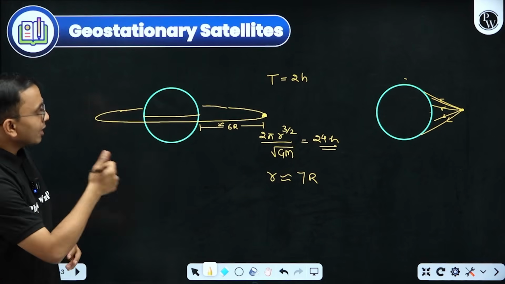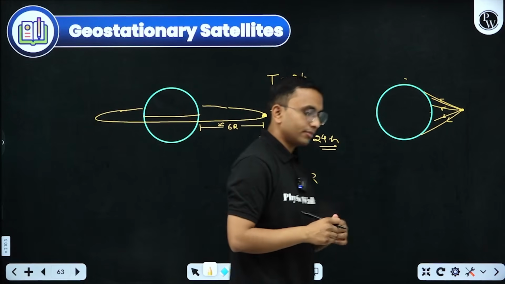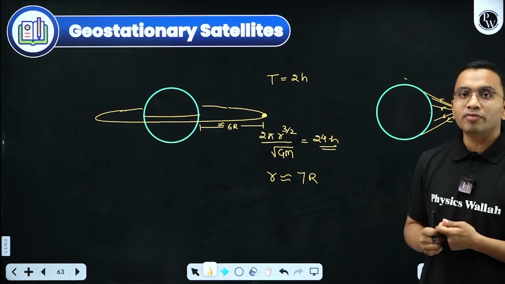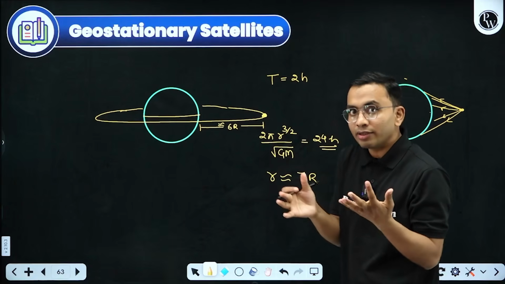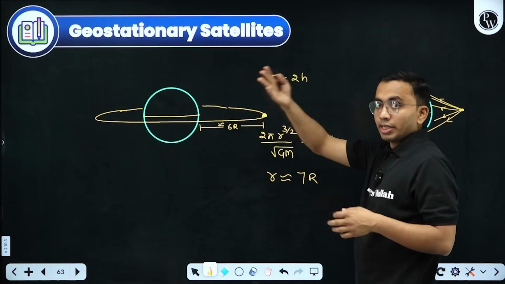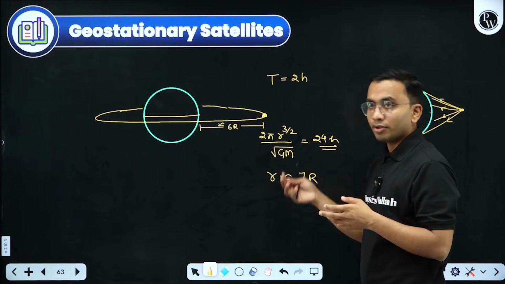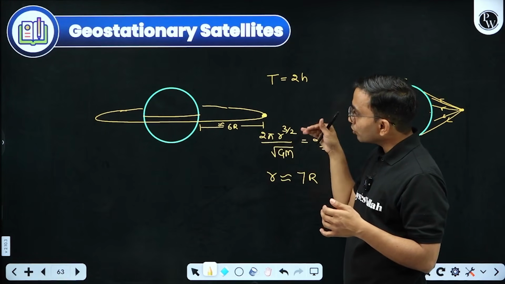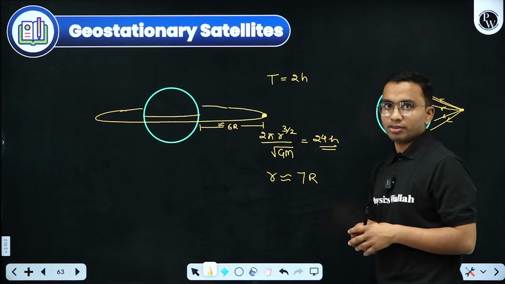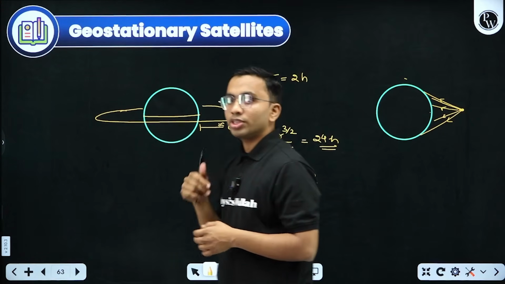They rotate in the same sense, and their angular velocity is equal to the angular velocity of Earth. Only then will they remain always over the same city. Their angular velocity needs to be the same, the sense needs to be the same. Therefore they appear to be always stationary with respect to the Earth. Therefore we call these the geostationary satellites.